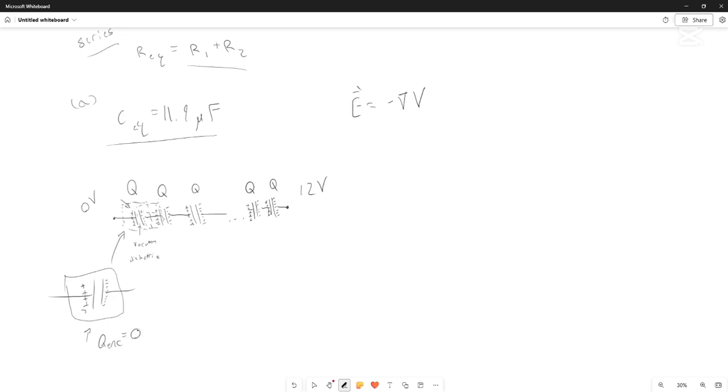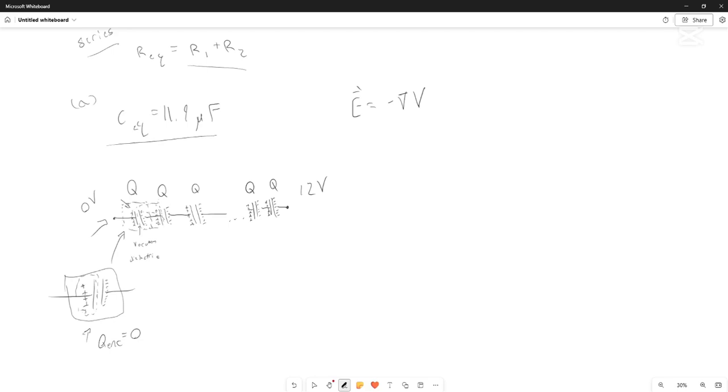But on any individual plate, if I were to enclose a Gaussian surface around just the one plate, it wouldn't be 0, because the charges accumulating on each plate are equal and opposite, due to the fact that this is a conducting material with free charges that are able to see this potential difference. And then because they see, quote unquote, that potential difference, they move in order to reach a new equilibrium state.